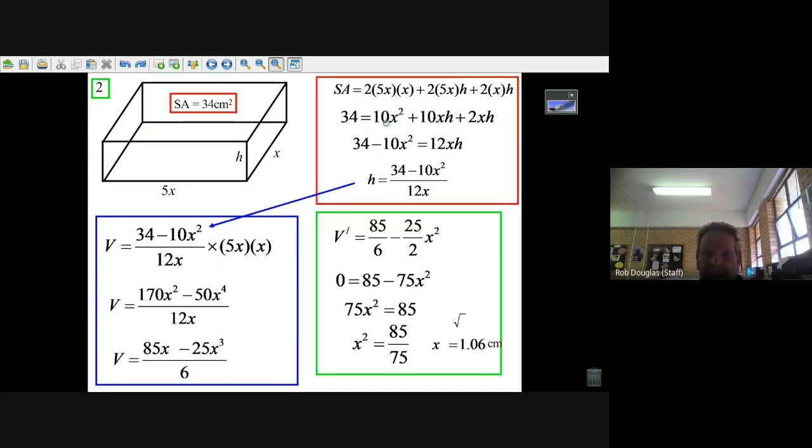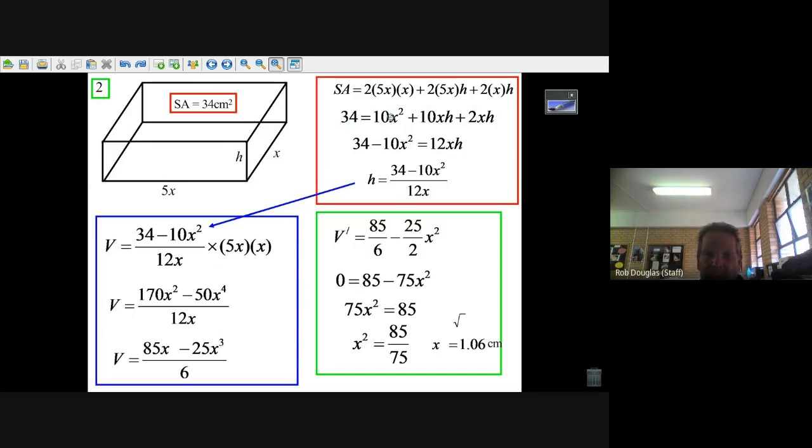That's the top and the bottom. The 5xh, that's the front and the back. And the right side and the left side's right there. Now, what we have to do, though, is we're going to use a formula for volume. We're going to use the height. We've got to get this formula and make h the subject. So that's what we do.